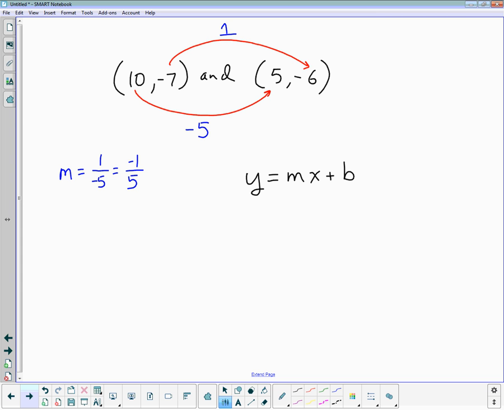Okay, so which point do you want to pick? The left one or the right one? You pick the right one? Okay. So this is my x. That's my y. Go ahead and plug them in. So -6. What's my m? We just found it. And the x was 5 plus b. So what happens to that when -1/5 times 5? What does that turn into? -1, because it's -1 times 5. -5/5, which is just -1.